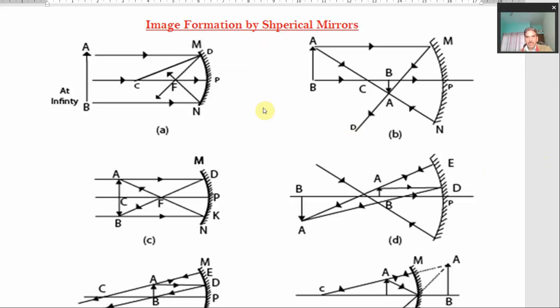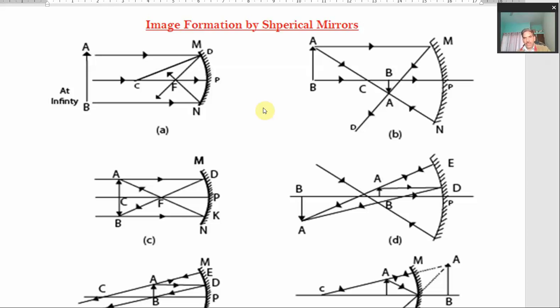There are two spherical mirrors. One is the concave spherical mirror, the other one is the convex spherical mirror. You already know about their principal axis, their poles, aperture, center of curvature, radius of curvature, the focus, all these things.